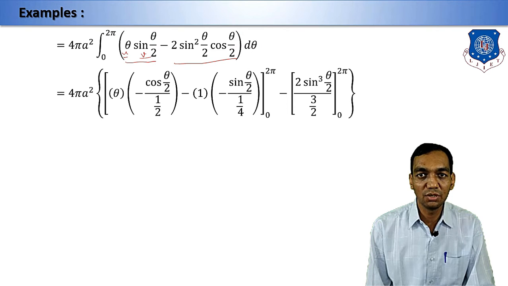But the coefficient of theta by 2 is 1 by 2, so we also have to divide by 1 by 2. So in the denominator we have written 3 by 2. Okay, that means it is 3 into 1 by 2. Okay, 1 by 2 is the coefficient of theta by 2.